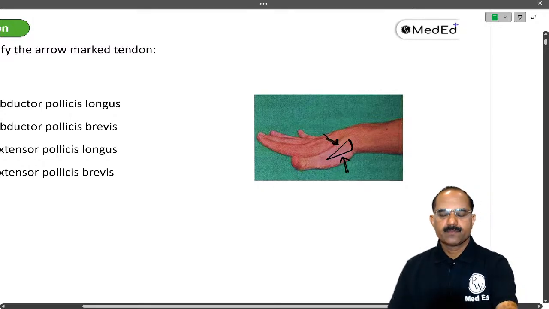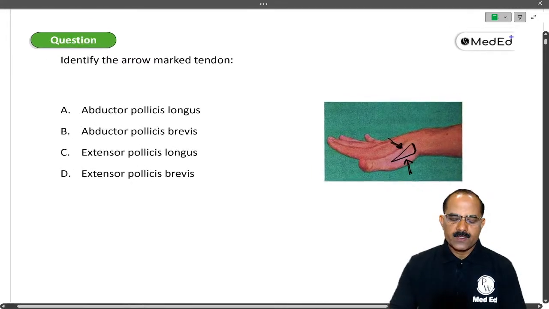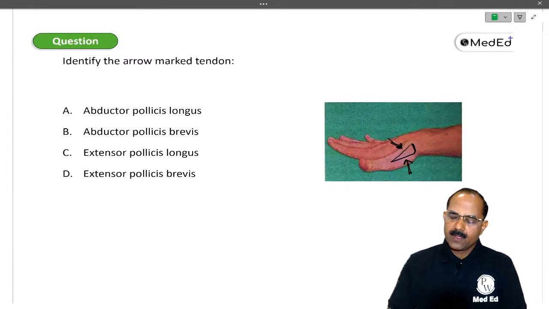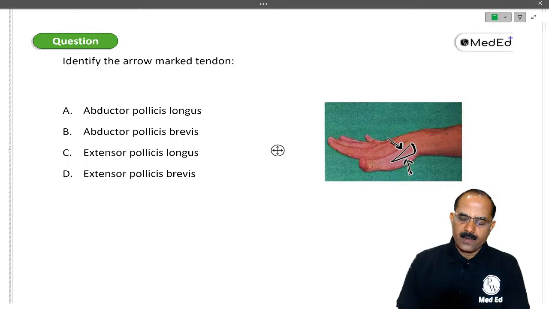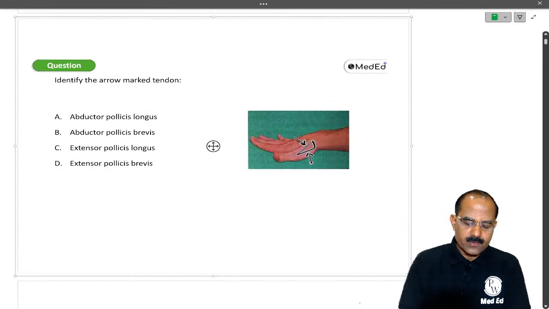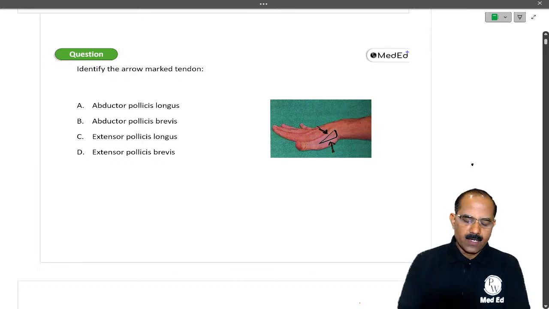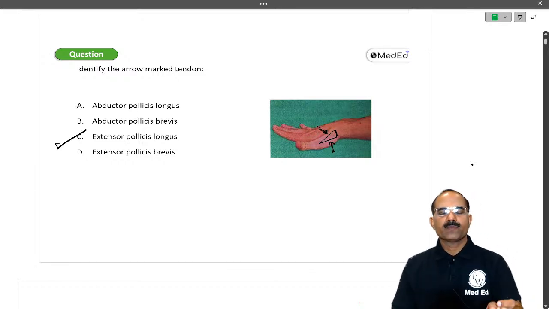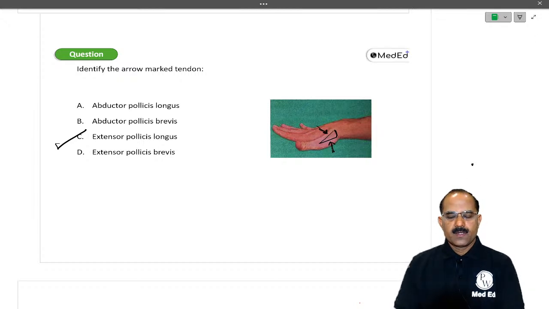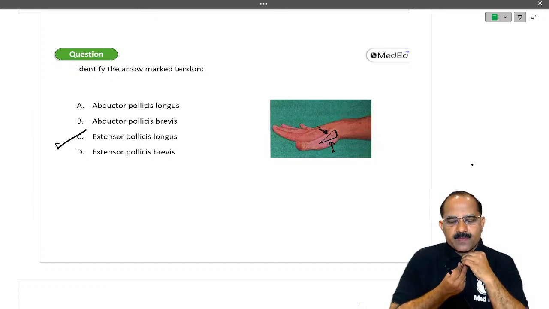Fine. Okay, so what is the answer for this, बच्चों? What is the marked tendon? This tendon is extensor pollicis longus. Answer is going to be C for this. ठीक है बच्चों. Clear to all of you? Any doubts?